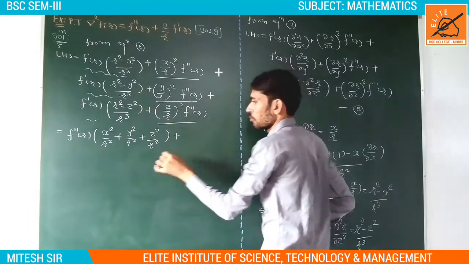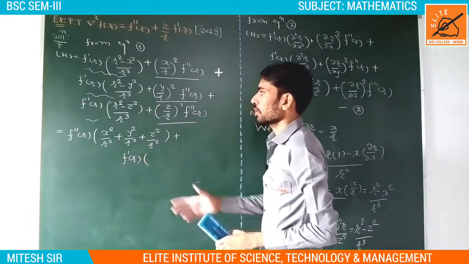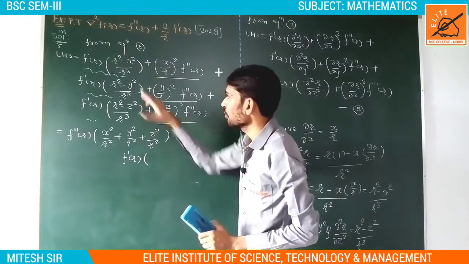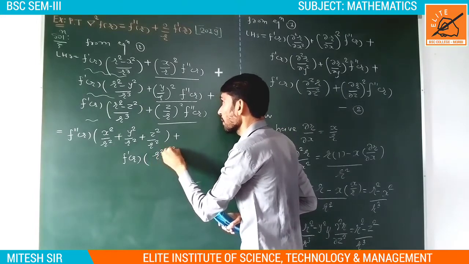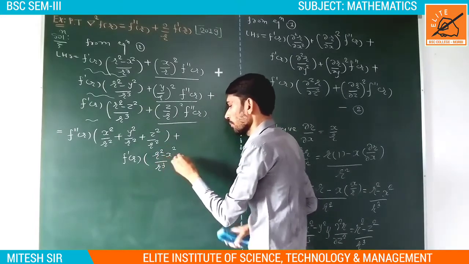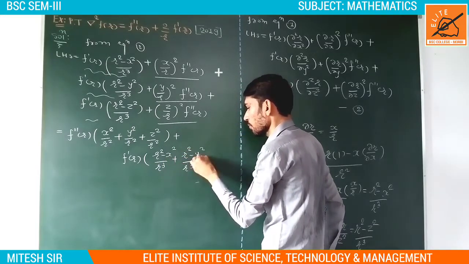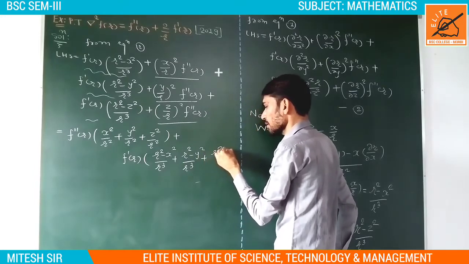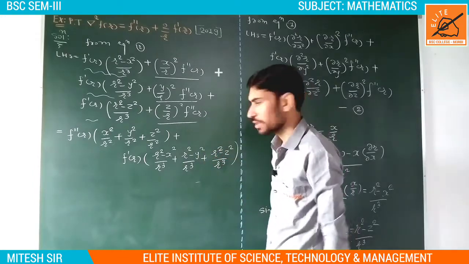Take f dash r outside. Friends, from these three terms we take f dash r common, so from the first term what remains is r square minus x square upon r cube plus r square minus y square upon r cube plus r square minus z square upon r cube. Now just simplify this.